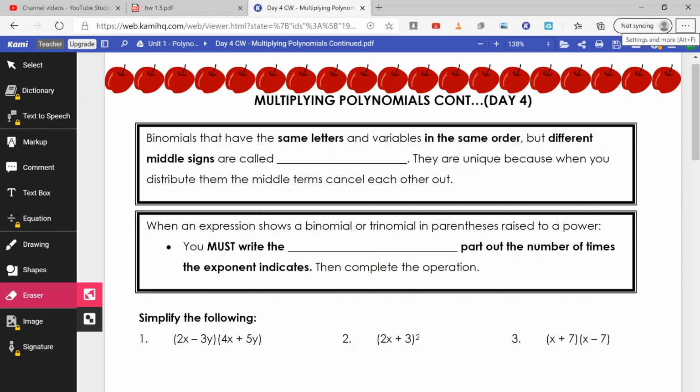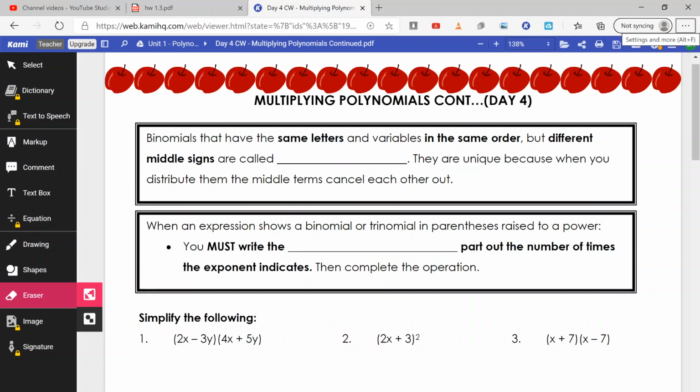So previously we looked at multiplying polynomials. Basically it was a monomial times a binomial, one guy times two guys, or a binomial times a binomial, trinomial times trinomial. Pretty straightforward, either using distribution or the box method in order to get the final expression in a simple standard form.